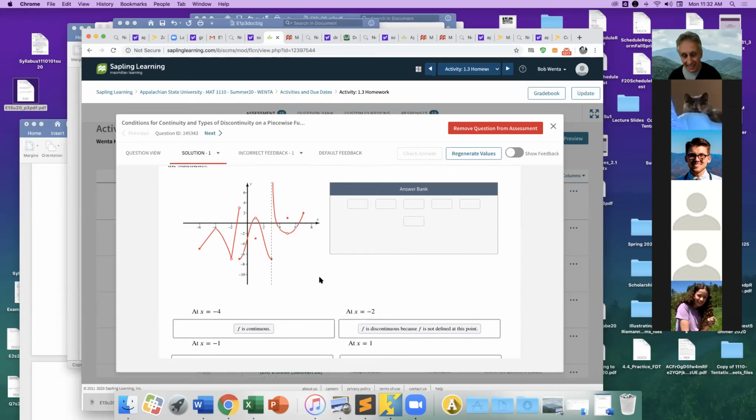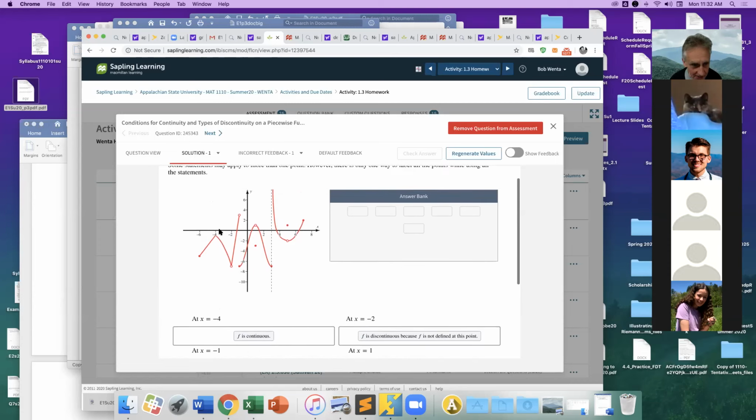If you replaced where there's a hole, where it's not continuous, with a point, would it be continuous? So here we've got situations. This is continuous, not a problem. This is not continuous. If we filled that hole, would that function be continuous at x equals -2?